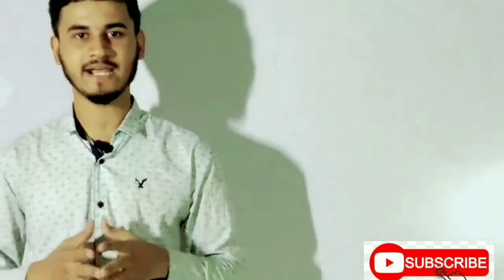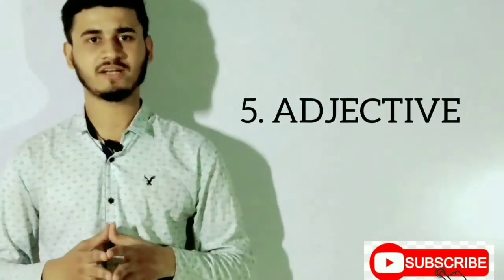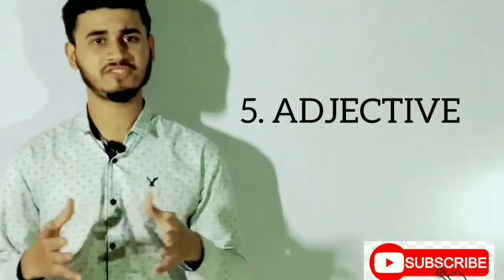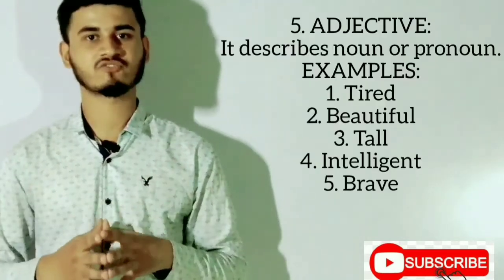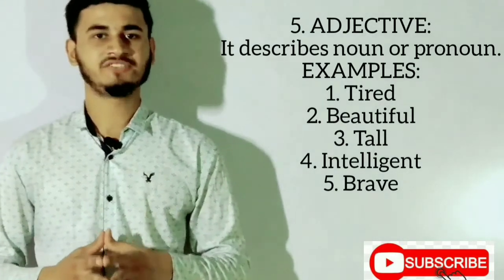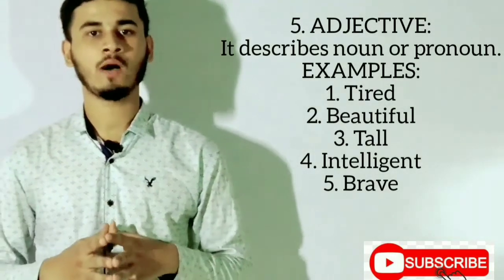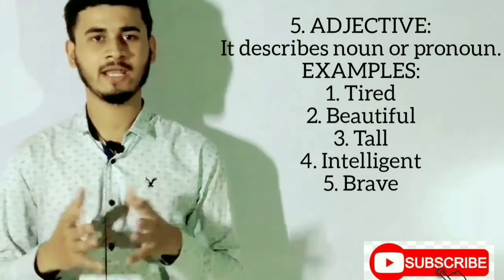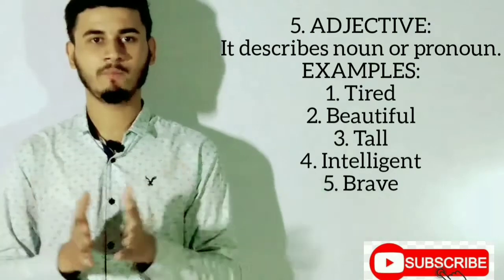Hope you have understood the fourth part as well. So let's move toward the fifth part, that is adjective. What is an adjective and what is the right and concise definition of an adjective? An adjective describes a noun or pronoun in a sentence. Adjective उन words को बोलते हैं जो noun या pronoun को describe करते हैं. Adjective जो है noun या pronoun के बारे में हमें information देता है.